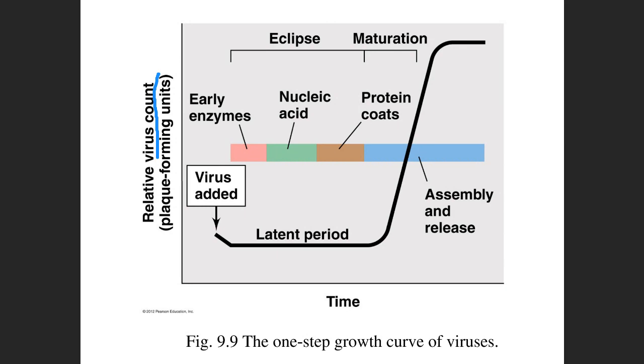And if you were to track the timing, you can see that the latent period is where the early enzymes are made, nucleotides are made, and protein coats are made, and this is the assembling period. And then it gets released. Okay? So that's the life cycle. But the question is, well, we said you can count the virus, but how do you actually count the virus? Can you actually see it?